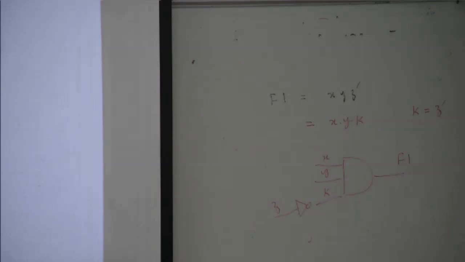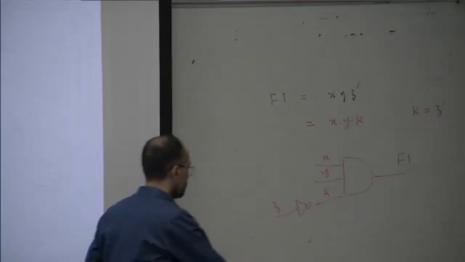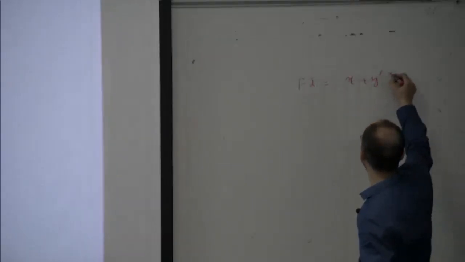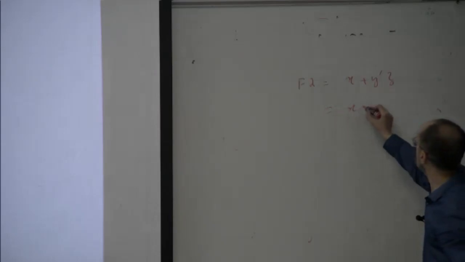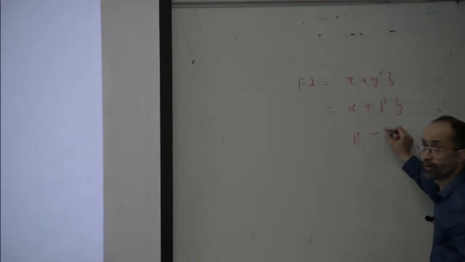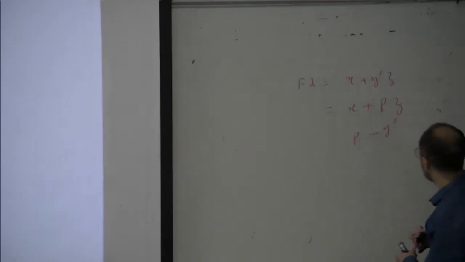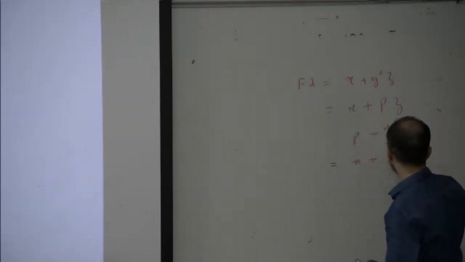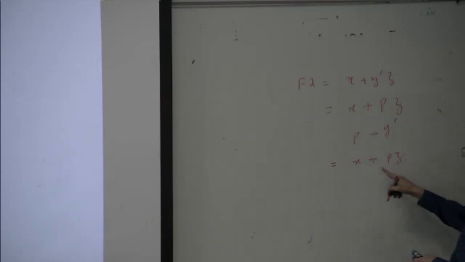Okay. Now we have another function, and we want to compute F2. So F2 is equal to x plus y bar z. Can we write it like this? x plus p z. And what is p? Y bar. So we can also derive this as x plus p z, where p is y bar.